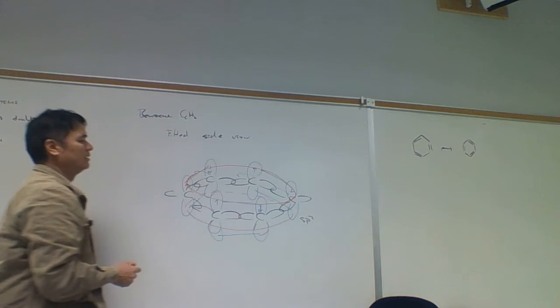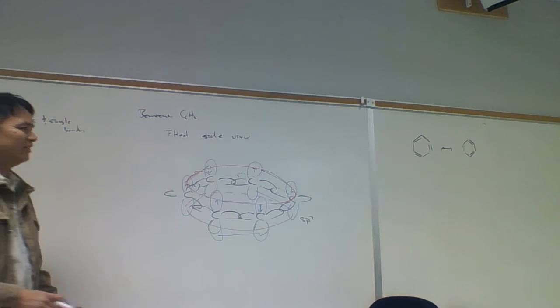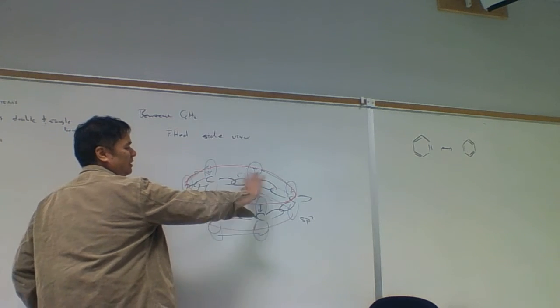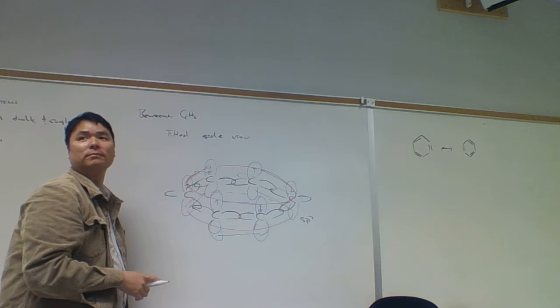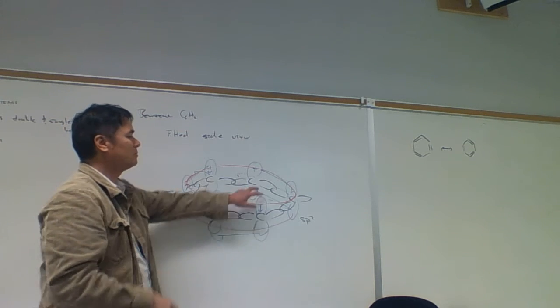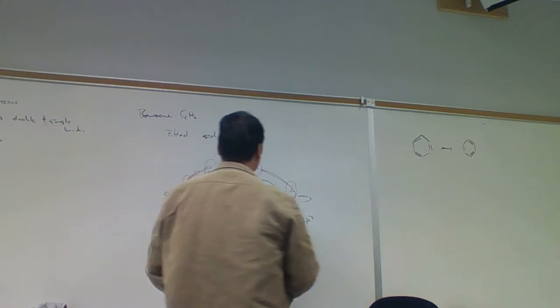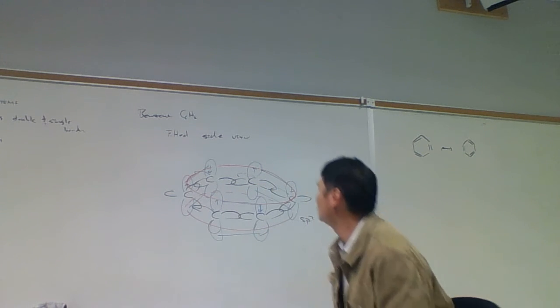And so we get this overlap here. And what that's going to do is distribute the pi electron density throughout the whole molecule here. I'm not showing the sigma. The sigmas are localized here. All right, I'll omit the electrons out of there.